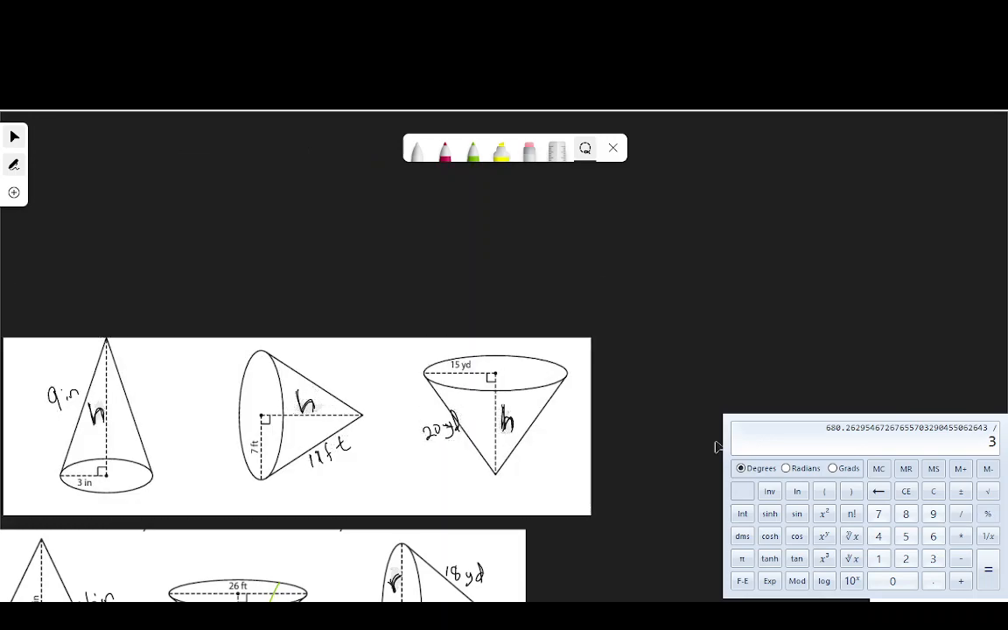Okay, so again, let me label this. On the first set of labeling, we stopped at C. Let me call this one D. Let me call this E. And let me call this F.